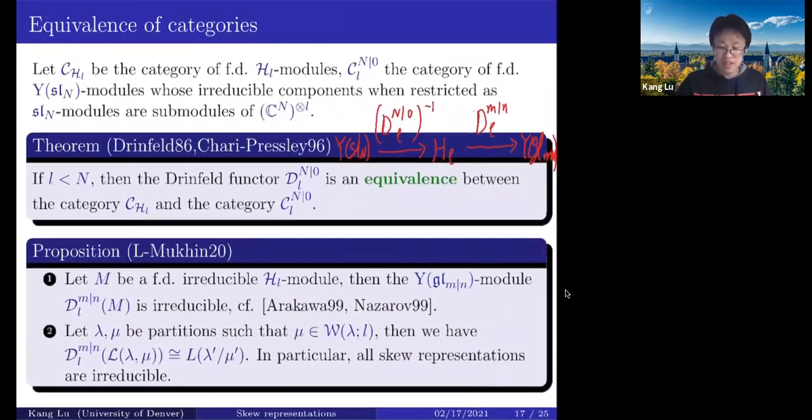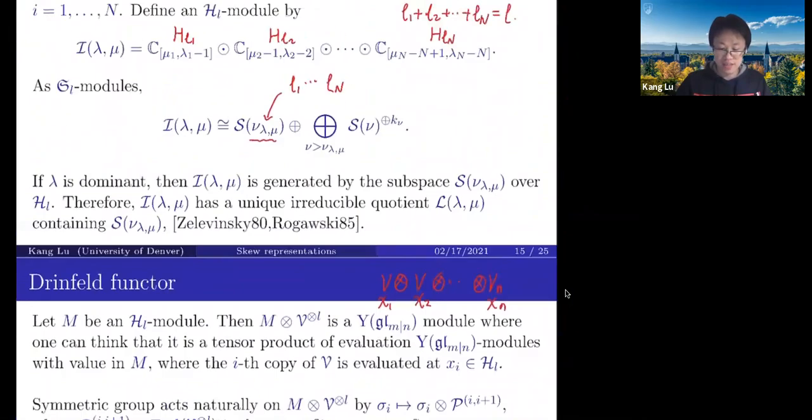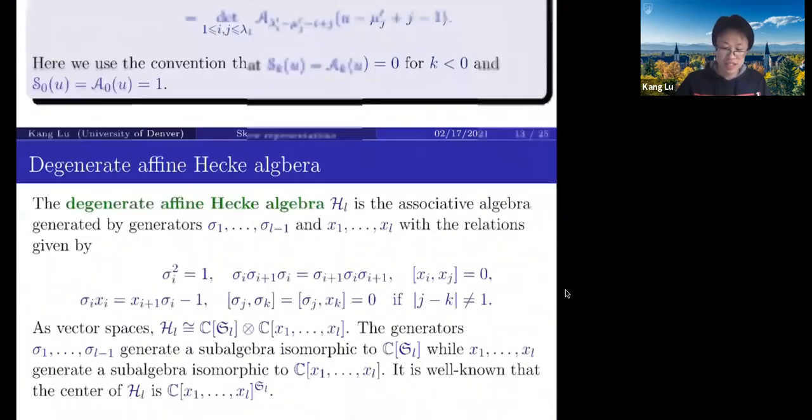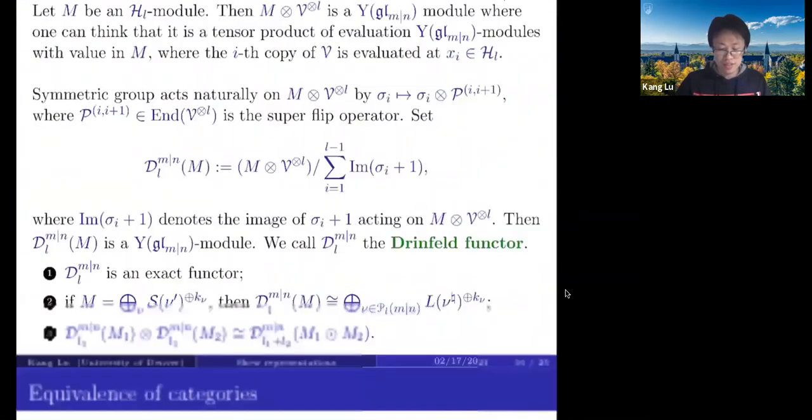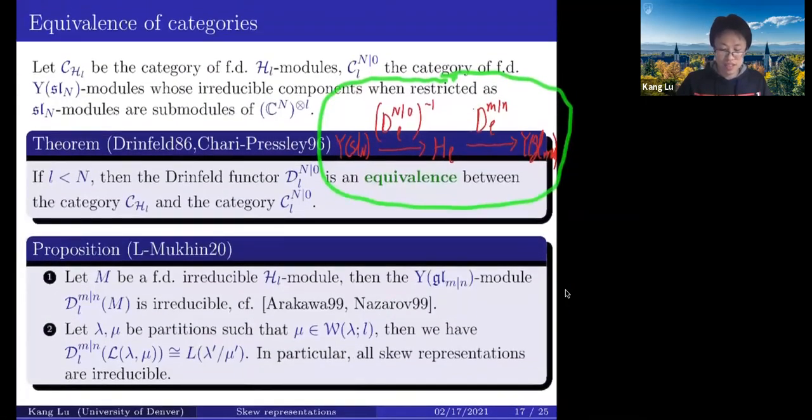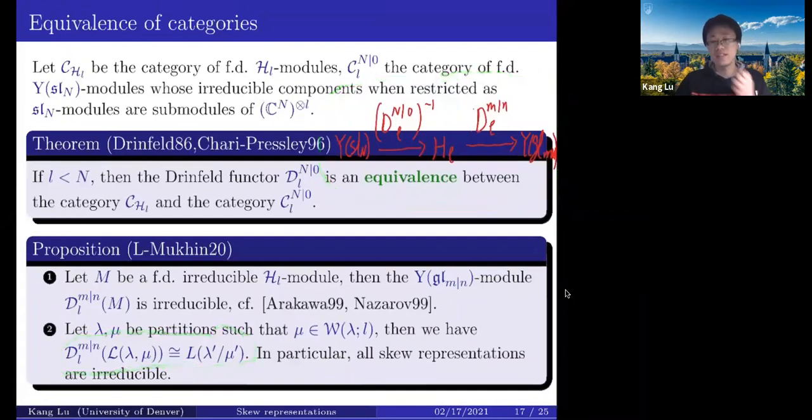But nevertheless, based on this logic, which I discussed before, you can use the Jacobi-Trudi identity, which I discussed before, to show this is exactly the module we're discussing. So they're isomorphic. And in particular, we get that this representation is irreducible, because this is irreducible and because of the first statement here.